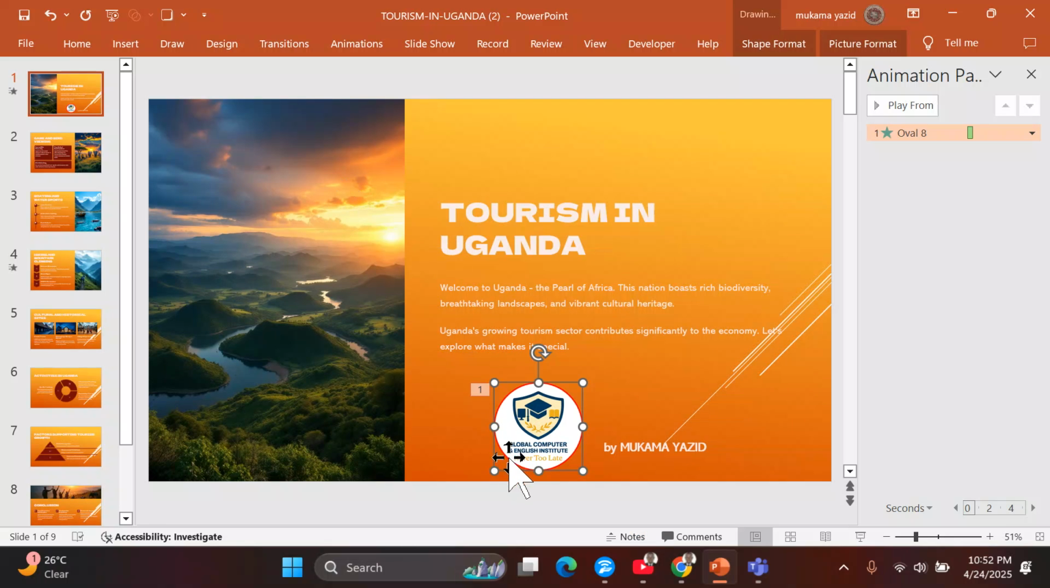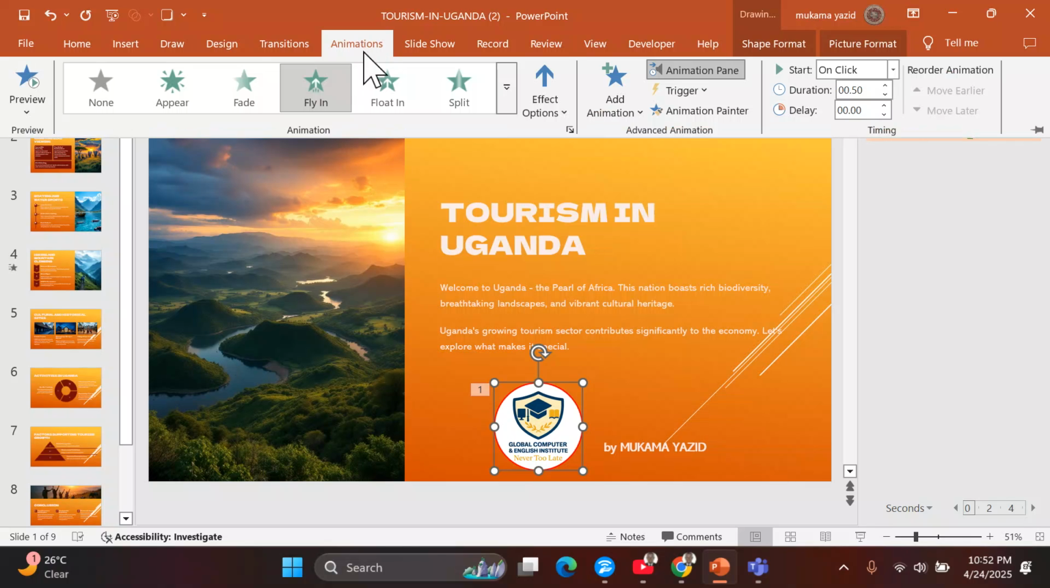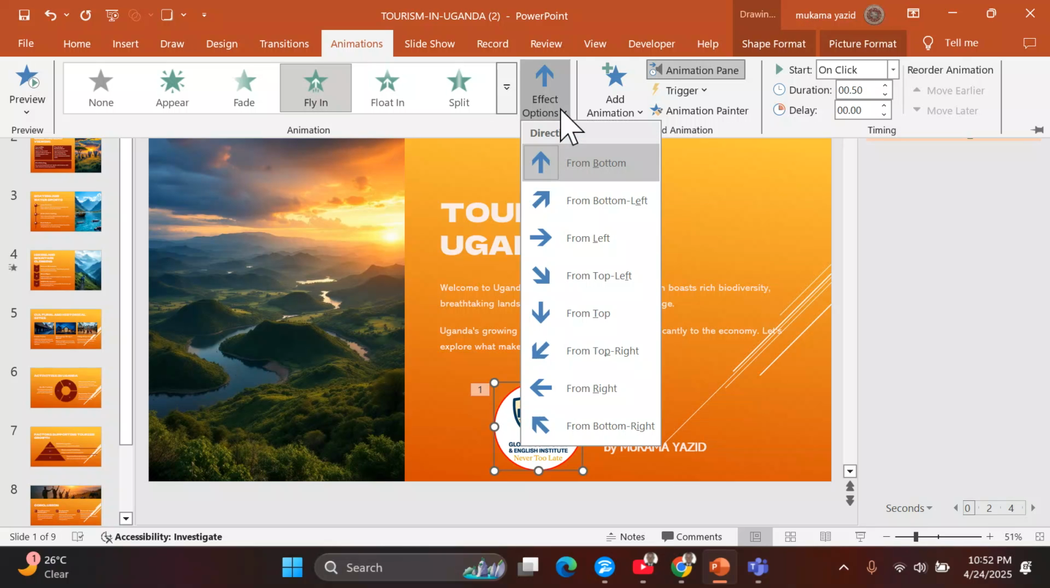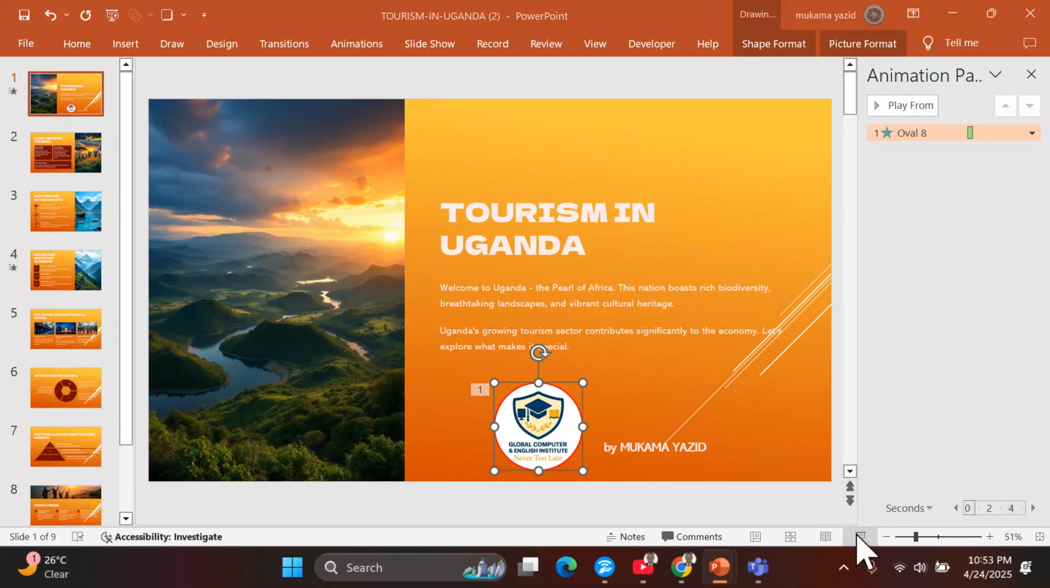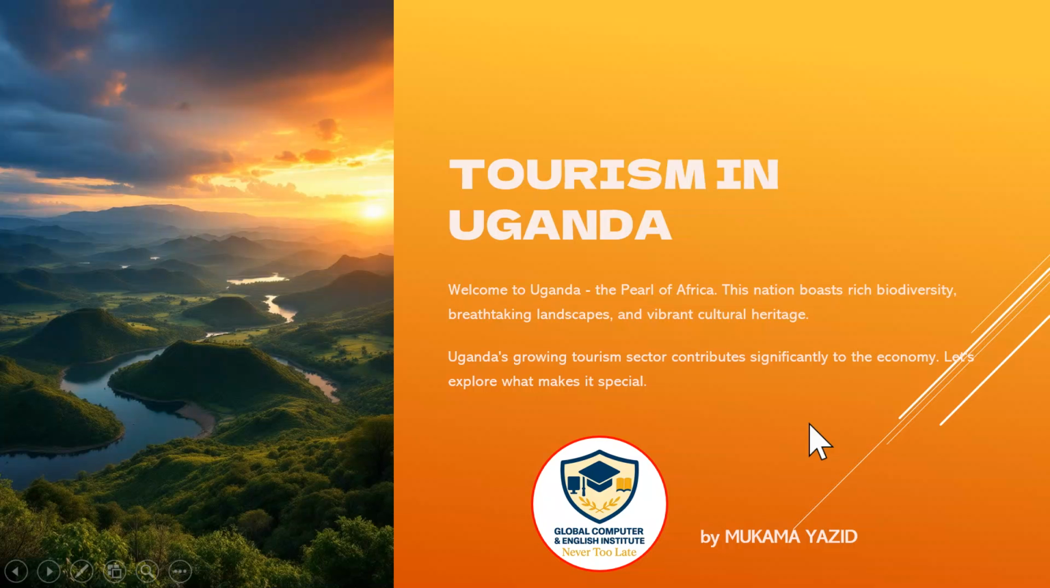So let me go here. I select this one. I go to animation. I'm introducing another command called effect options. Effect options depend upon the selected animation, this one, which is called fly in. So if I go to effect options, it will bring the effects which can change according to this one. I want it to come from top, so you can see the preview. If you go to slideshow and you click, it will come in by flying from the top.